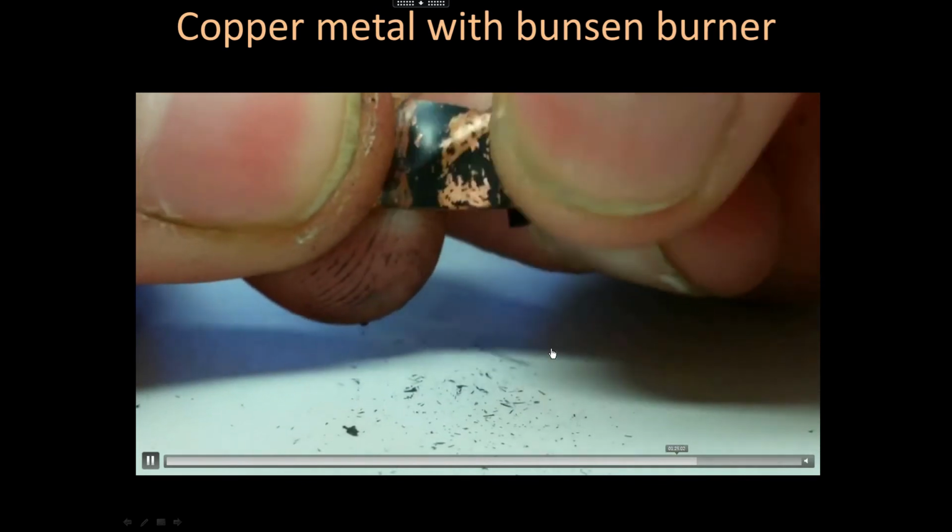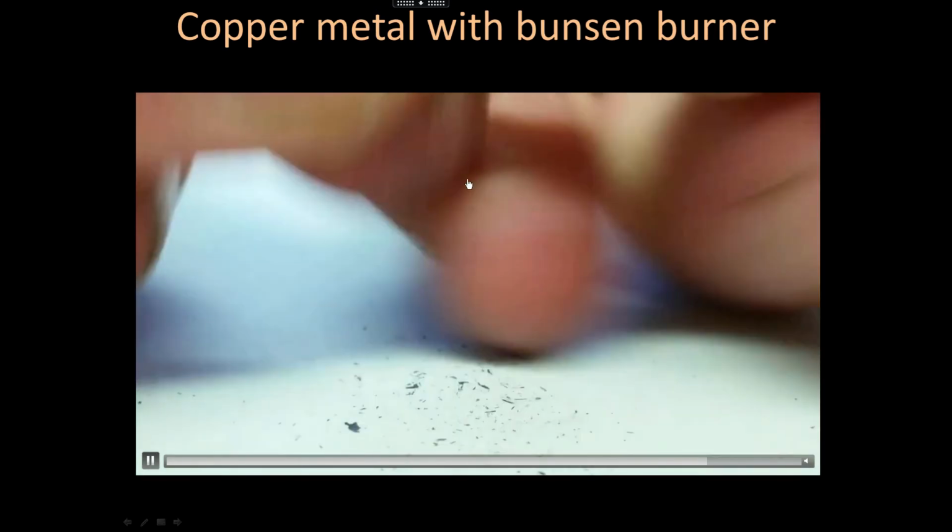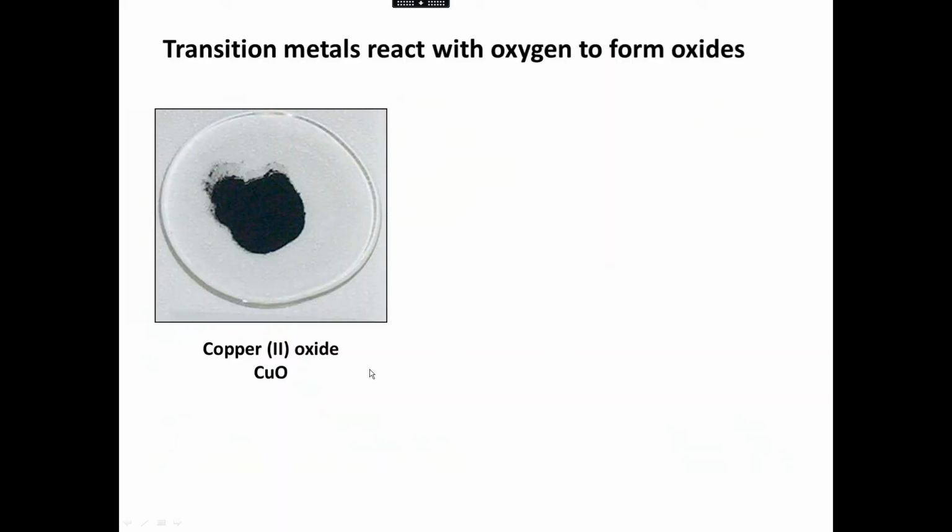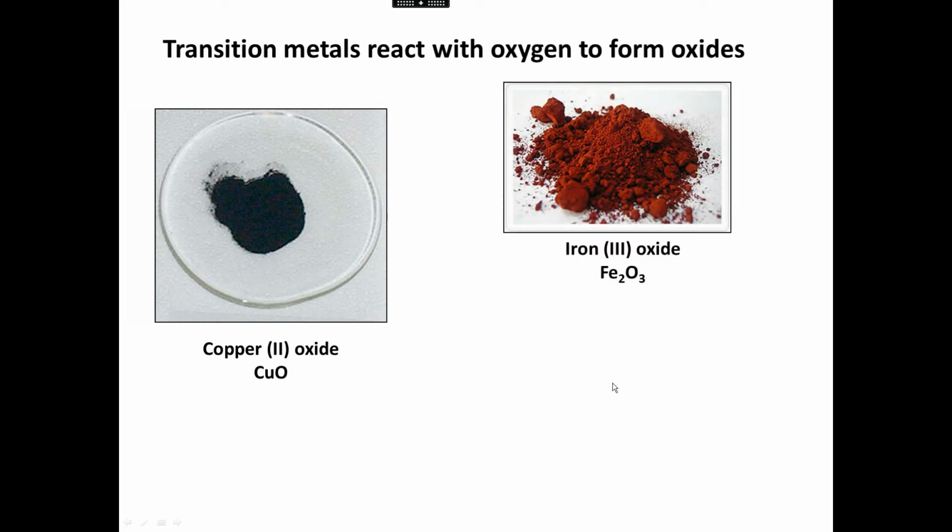Apologies for that. And there we can see the copper oxide, black substance on the transition metal. All right, let's keep going. Well, yes, that black substance is copper 2 oxide. Okay, so we learned last lesson that means a 2 plus ion.